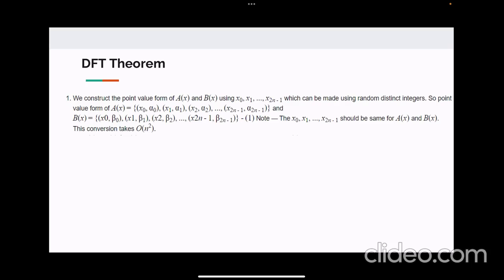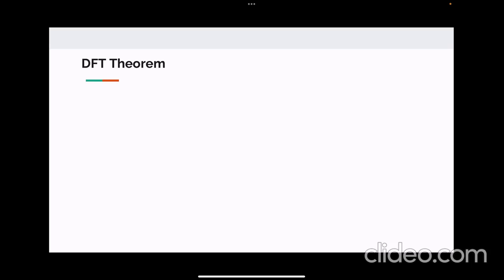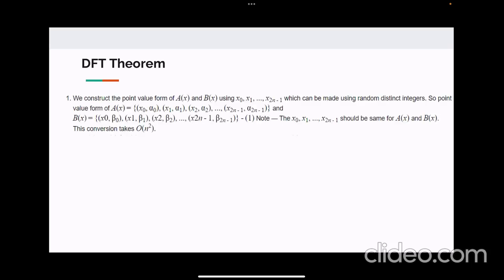Using this, I can actually create a theorem which is called the DFT theorem, which is a precursor to my FFT theorem. So what the DFT theorem says is, first let's have two polynomials in their point value form, A and B. I can represent A as obviously alpha 0, which is its value at x0, alpha 1 is its value at x1, and so on, and the same thing for B. Now, we need to note that x0, x1, all of these are the same for both A and B. This will be important in a second.